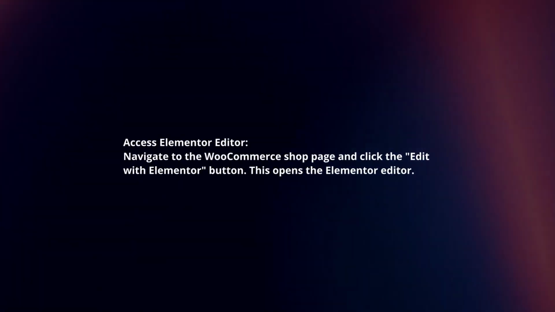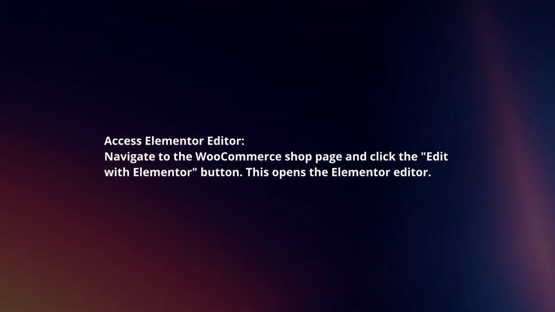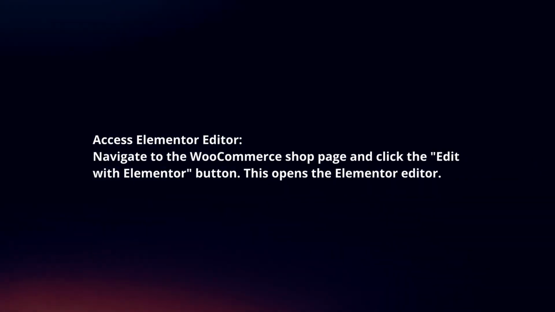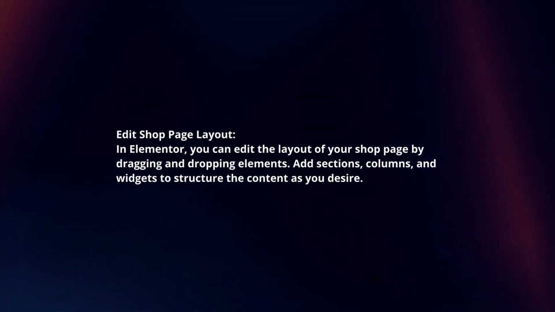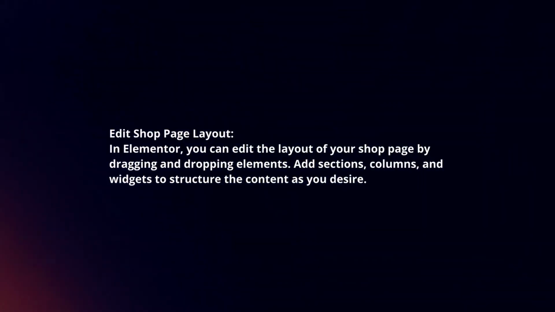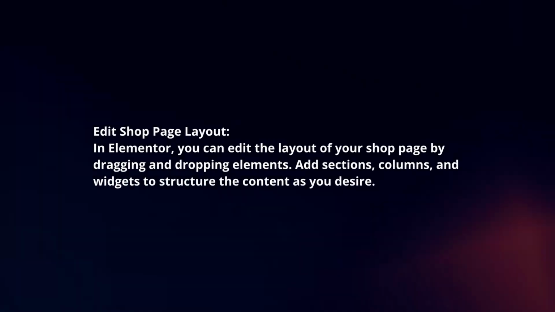Access Elementor Editor. Navigate to the WooCommerce shop page and click the Edit with Elementor button. This opens the Elementor Editor. Edit shop page layout. In Elementor, you can edit the layout of your shop page by dragging and dropping elements. Add sections, columns, and widgets to structure the content as you desire.